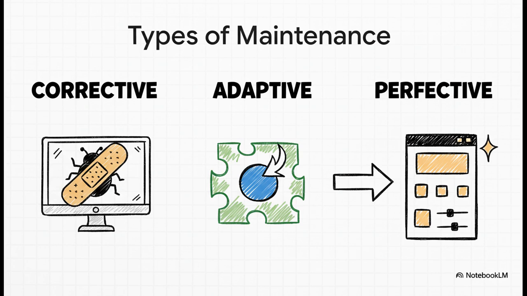First, you have corrective maintenance. This is what you probably think of, fixing bugs and errors. It's basically like repairing a leaky pipe in your house. Then there's adaptive maintenance. This is when you have to change the software to work in a new environment, like for a new operating system. Think of it as updating the home's electrical system to handle new appliances. But this third one, perfective maintenance, this is where things get really interesting. This is all about making the system better for the users, like doing a full kitchen renovation.